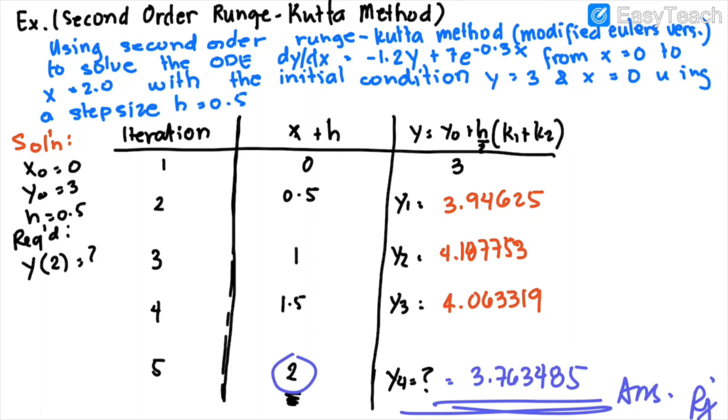So with that serves as our second order Runge-Kutta method. Next lecture we'll move on to the higher order Runge-Kutta method, dealing with the third order and the fourth order Runge-Kutta method and their equivalent modified Euler's version.